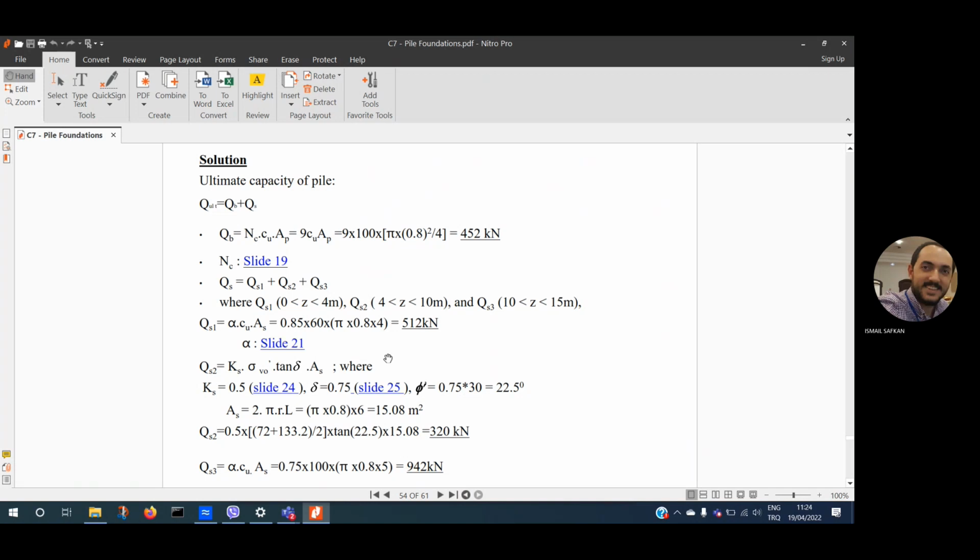The quantity is the area with the same method. We have Ks1 here. The area here this time, the height of the corresponding length is 6 meters. Pi times diameter times 6 gives you the area of the shaft in the second layer of soil. Then we will simply utilize the difference in between effective vertical pressure, basically the trapezoidal stuff.